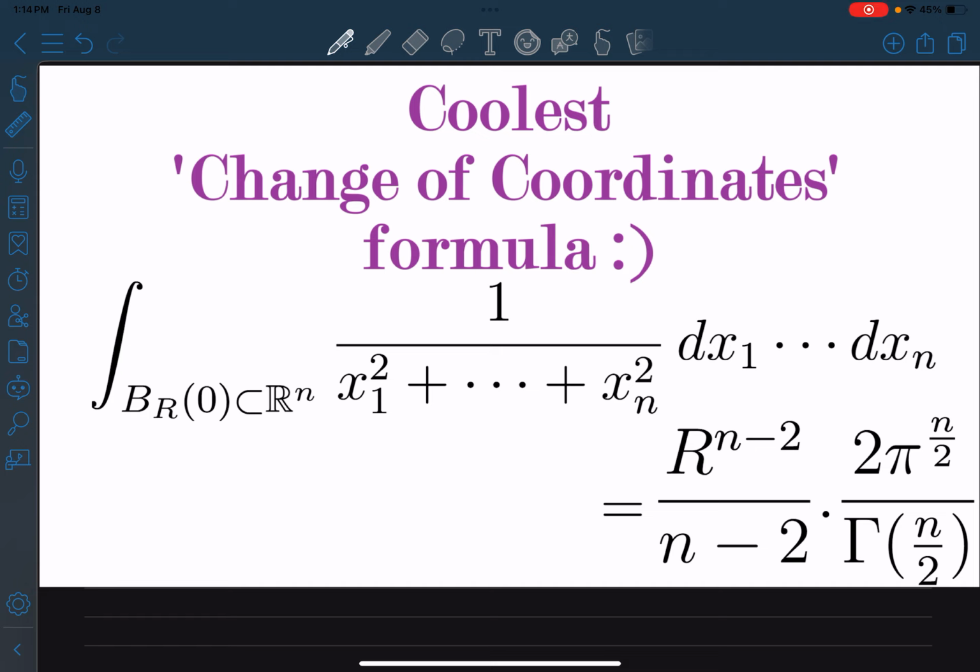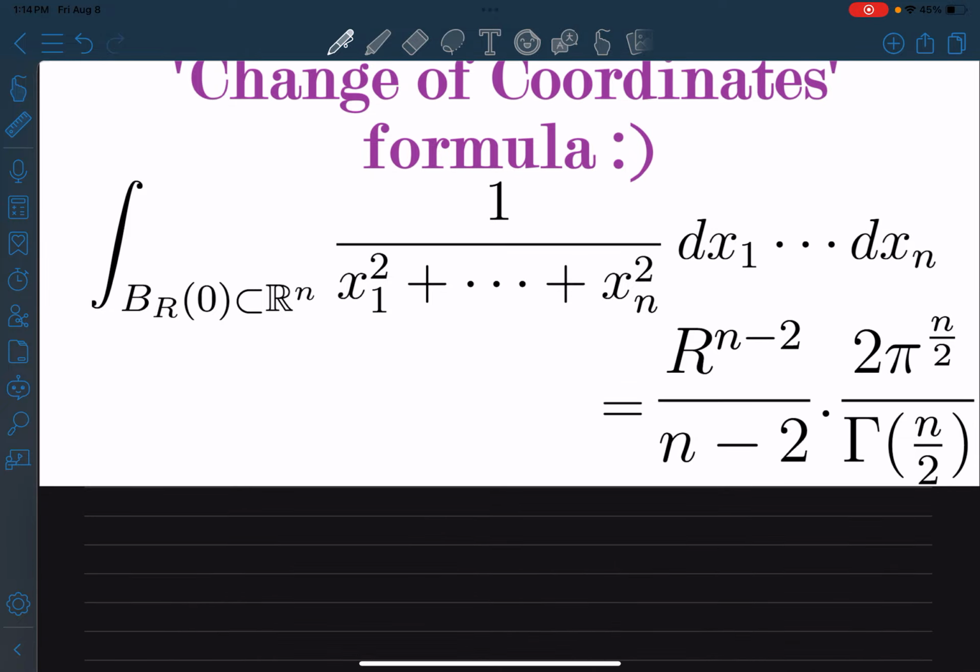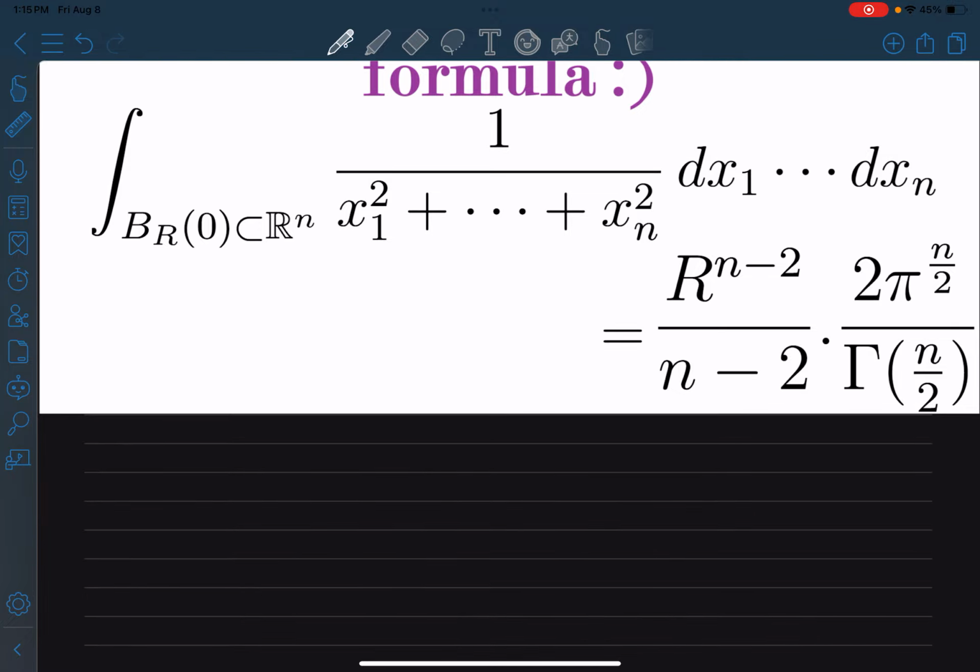So let me first tell what the integral is. The integral is in the domain of this n-dimensional ball, right? Whose radius is capital R and the center of the ball is the origin. This is the standard ball. And the integrand is 1 divided by x1 square plus x2 square up to xn square, which would just be the radius square, right?